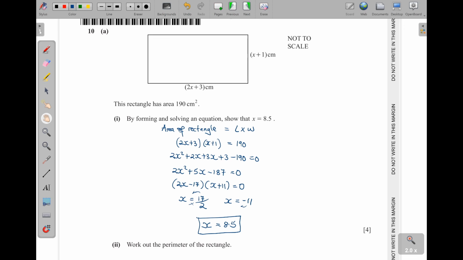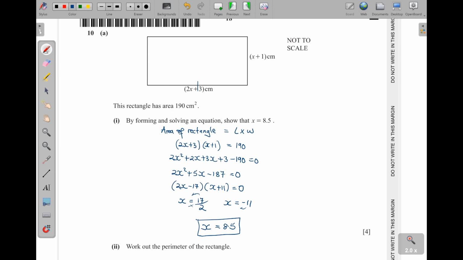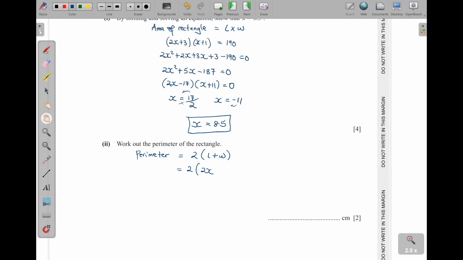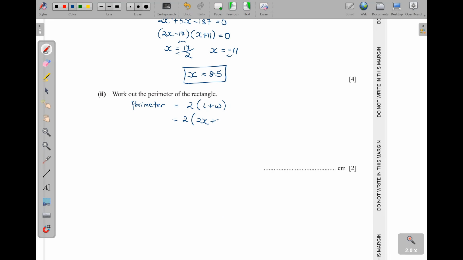Work out the perimeter of the rectangle. Remember, this side here is equal to this one. Then this one is equal to this. So what do we then do? Summing up all of that, perimeter of a rectangle. Okay, perimeter of a rectangle is equal to twice, then length plus the width. So we have twice, the length is 2x. 2x plus what? 2x plus 3. Plus 3, then the width is x plus 1. Yes, x plus 1. So that means inside here we have 3x, then plus 4.